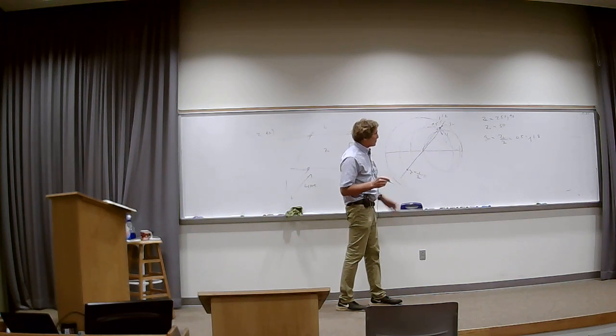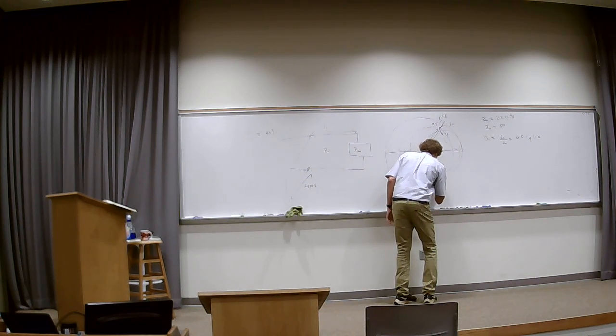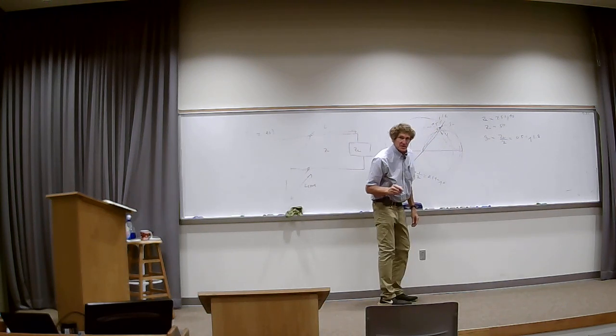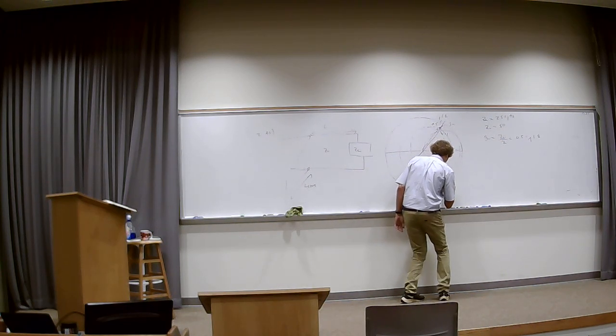Just take 1 over 0.5. It's plus 0.14 minus j 0.51. Minus j, say it again. 0.51. Yeah, 0.51.